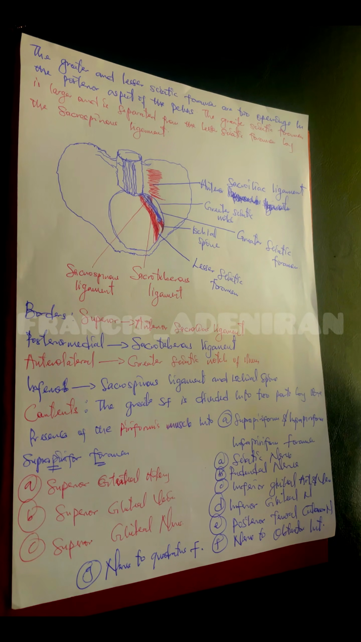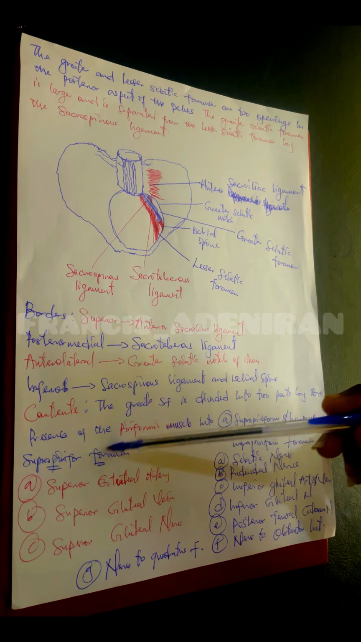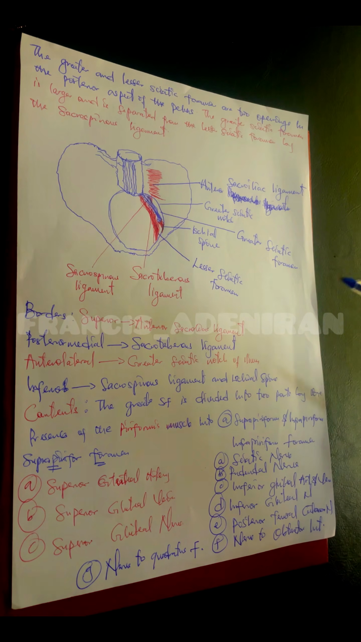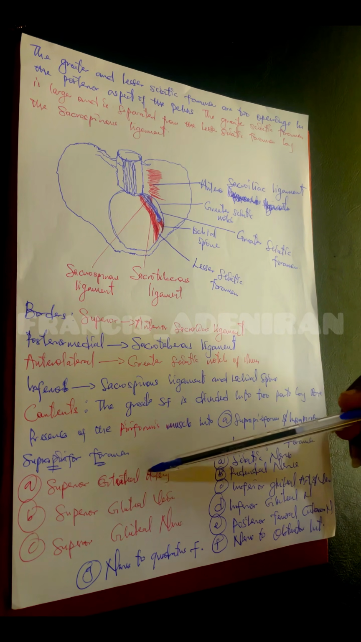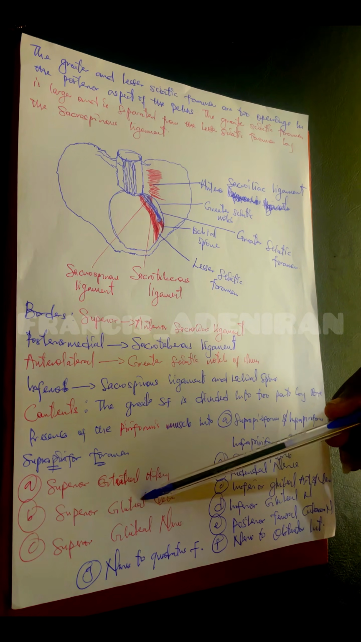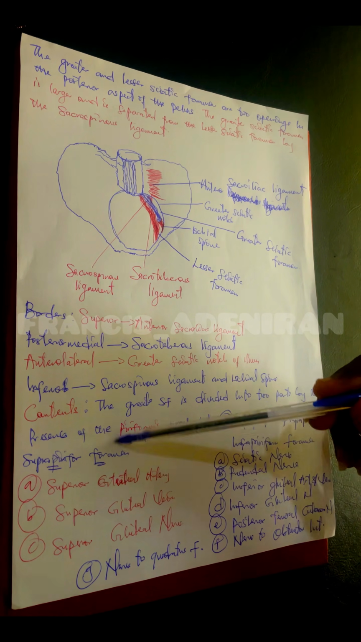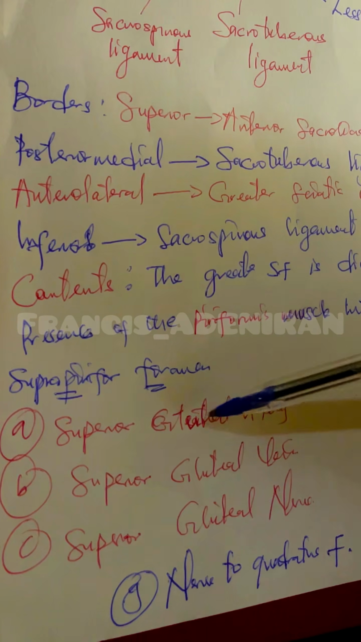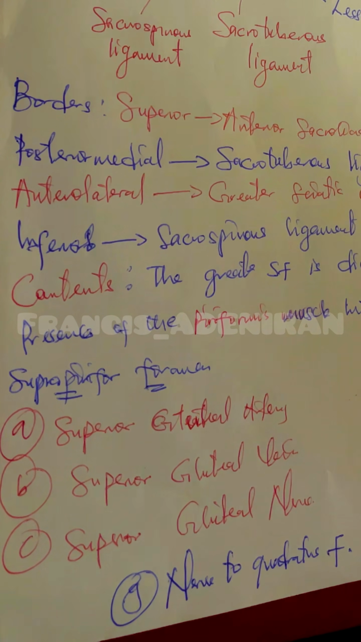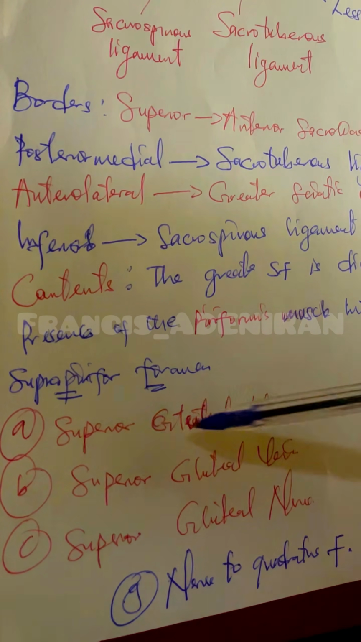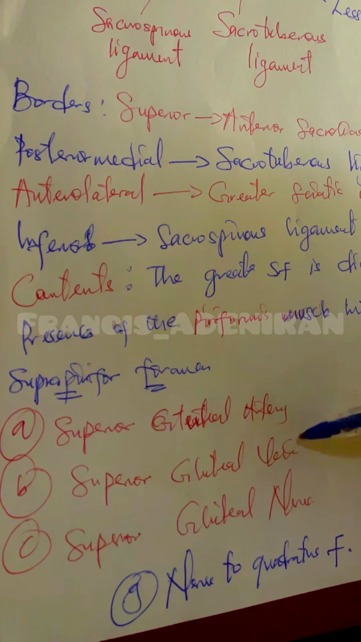So let's go to the contents of the suprapiriform foramen. The contents are the superior gluteal artery, the superior gluteal vein, and the superior gluteal nerve. Once again, the contents of the suprapiriform foramen, that is the one superior to the piriformis muscle, are the superior gluteal artery, the superior gluteal vein, and the superior gluteal nerve.